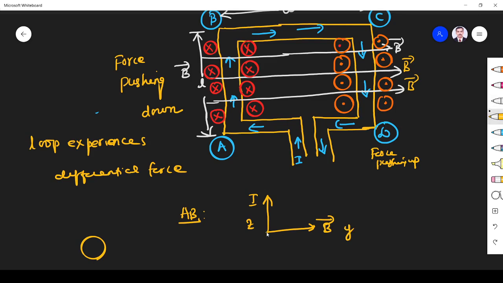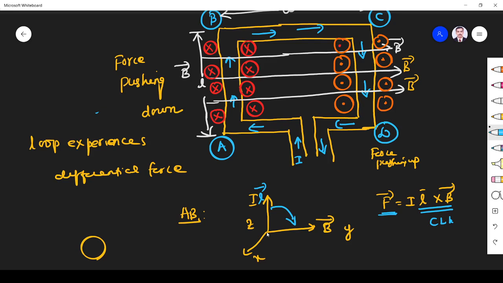Now, what will happen to the force? We know that F is equal to IL cross B, which I have to find. L is also in this direction because IL will be in the same direction. So IL cross B means rotating clockwise. When you rotate anything clockwise, it will go inside. So the resultant vector F, the force, will act towards inside the screen.